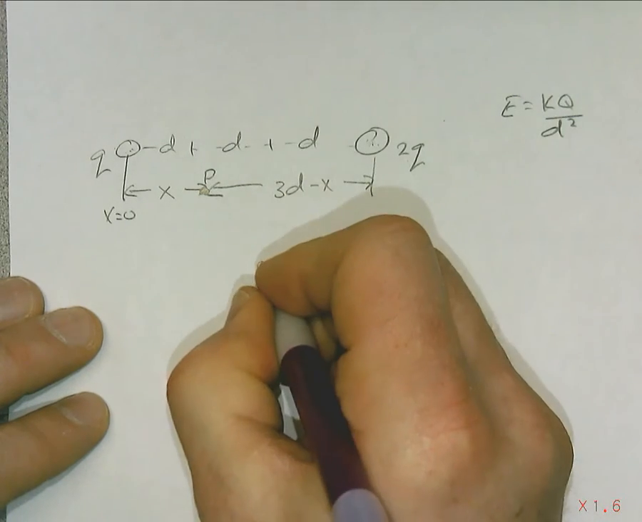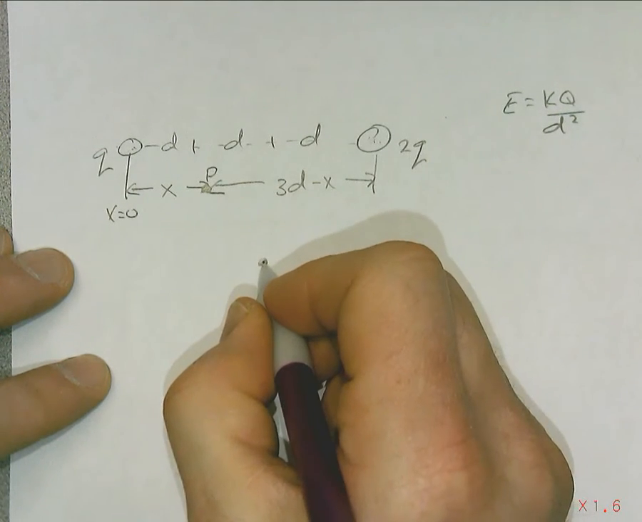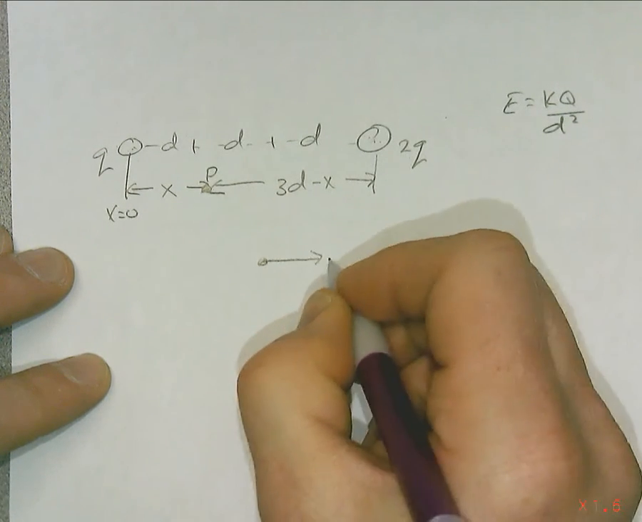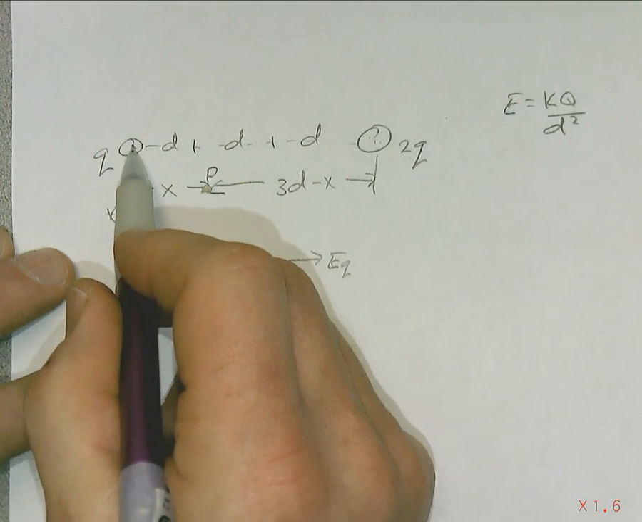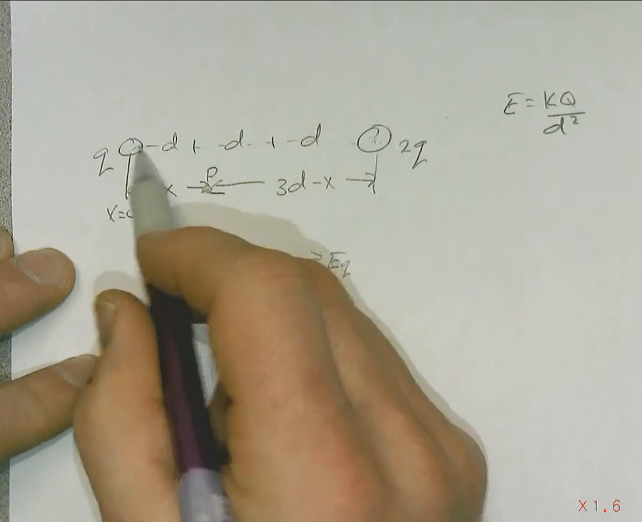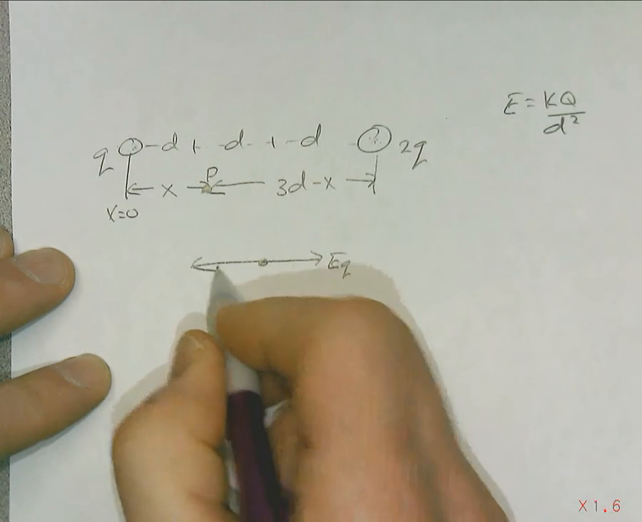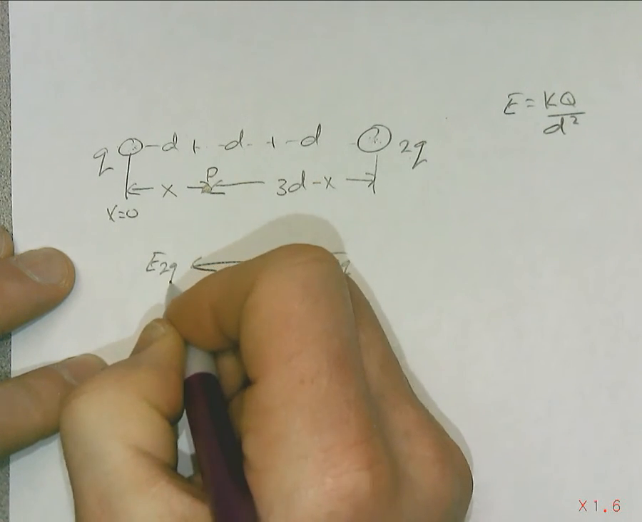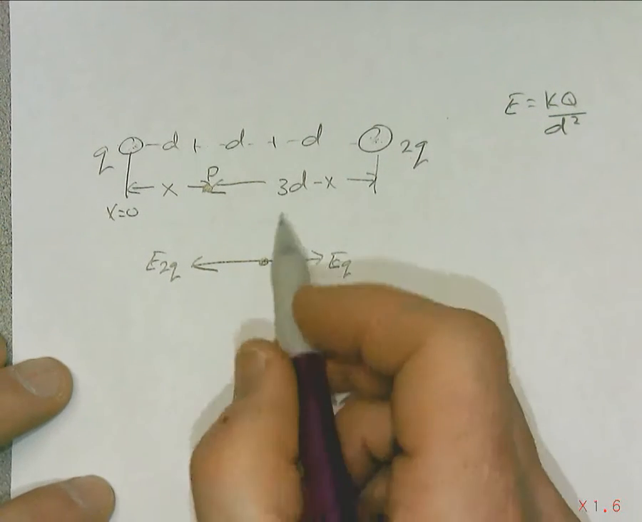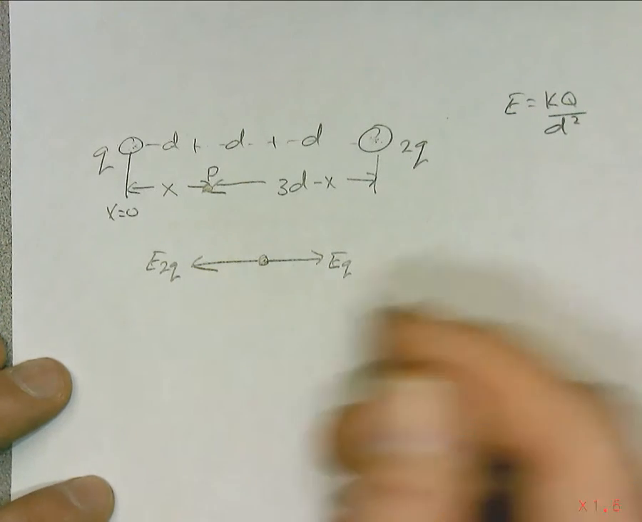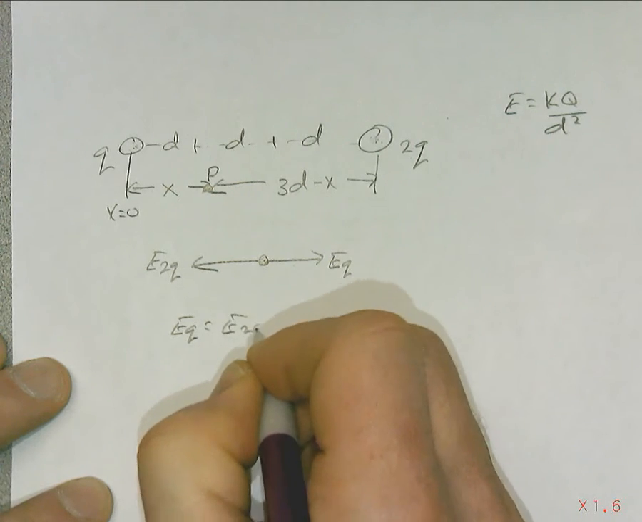Now let me draw P again, because P is the point where the E field is 0. That means the E field from the 1Q, I'll say E from Q this way, because this Q is a positive charge, so it's pointing to the right. The E field from the 2Q is in the other direction, E of 2Q. Basically those have to be equal. I didn't draw them the same length, but they will be where the electric field is 0. So we simply need E of Q equal to E of 2Q.